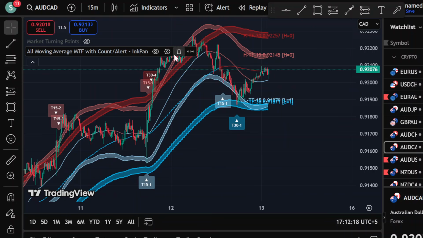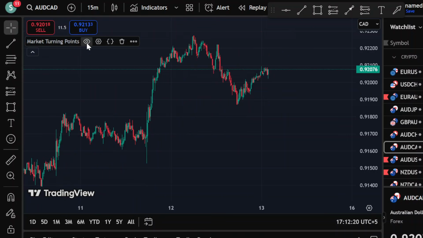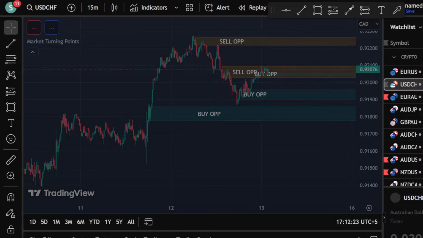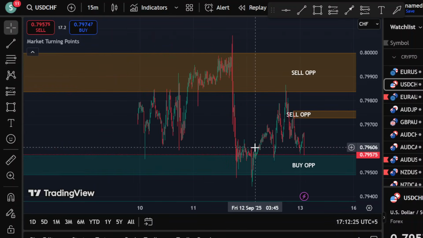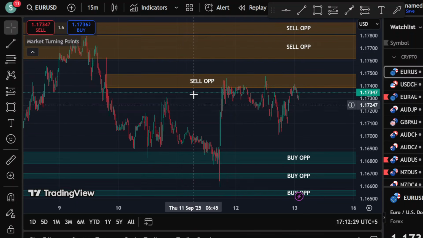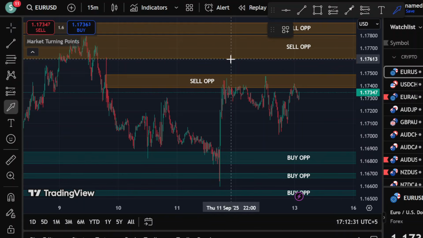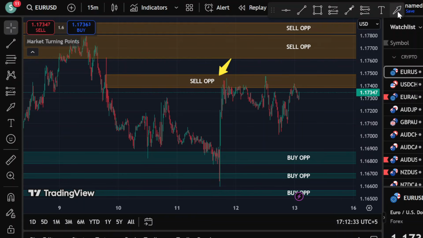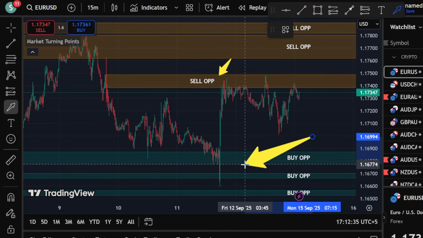Okay, now guys, I'm going to review my market turning points indicator, which is an excellent indicator, and that works in real time. In real time it tells you that this is the sell opportunity and this is the buy opportunity, and this is one of my private indicators.